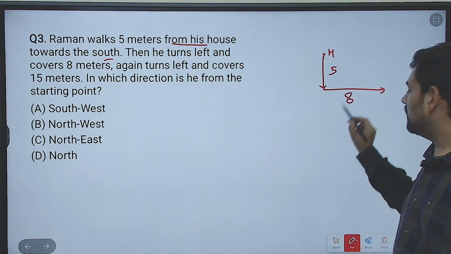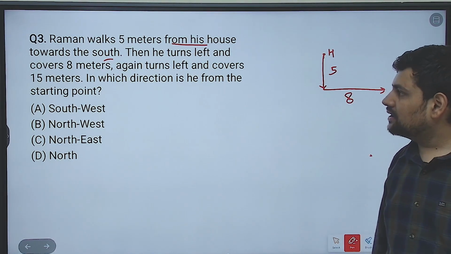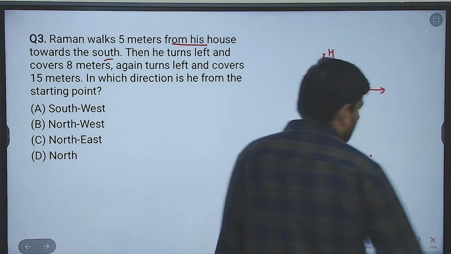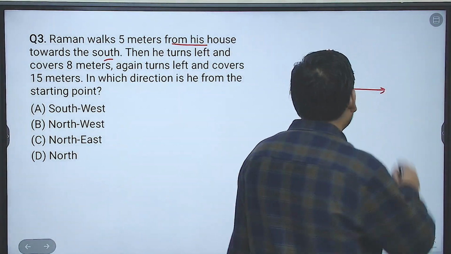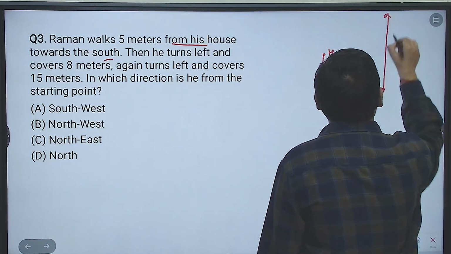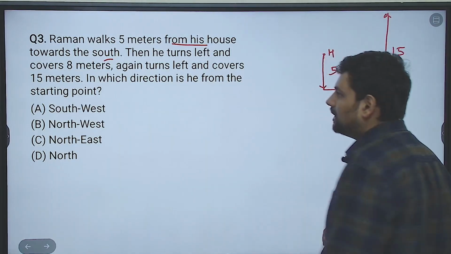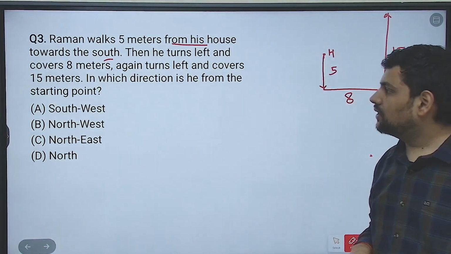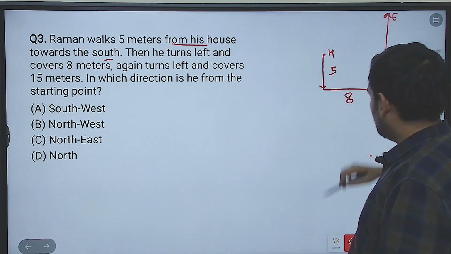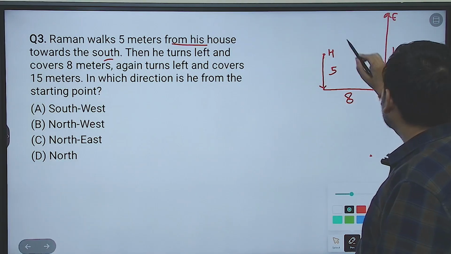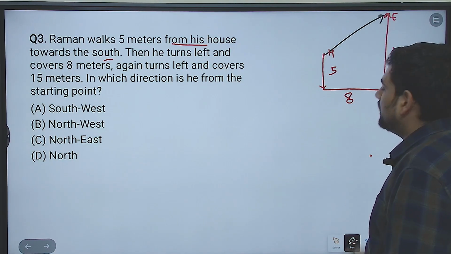So this is 8. Again he turns left and covers 15 meters. So from here he is going in this direction. Now left will be above, so in this direction he goes 15 meters. In which direction is he from the starting point? So this is the end point. Starting point was his home. What direction is this?